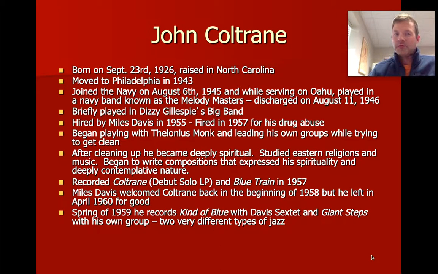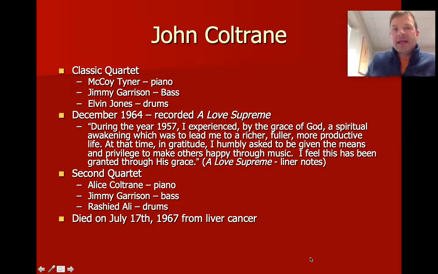So he works with Miles Davis until about 1960. He then starts his own quartet. The classic John Coltrane quartet was McCoy Tyner on piano, Jimmy Garrison on bass, and Elvin Jones on drums. You'll see some footage of them playing on the video clips. Made a lot of classic records, including in 1964, perhaps the best-known Coltrane album, along with Blue Train, a record called A Love Supreme.